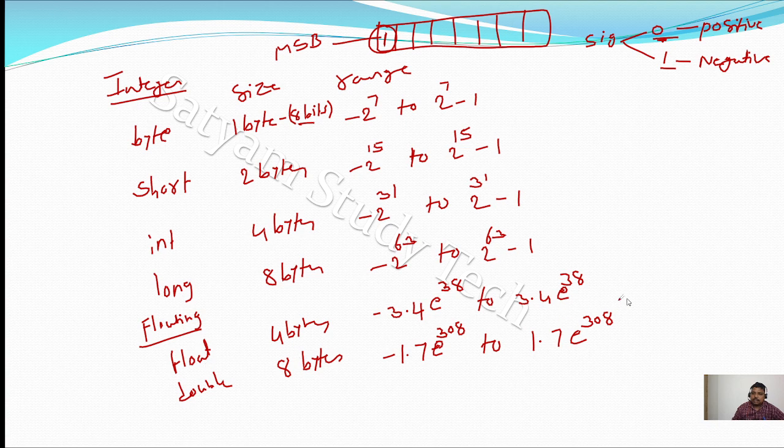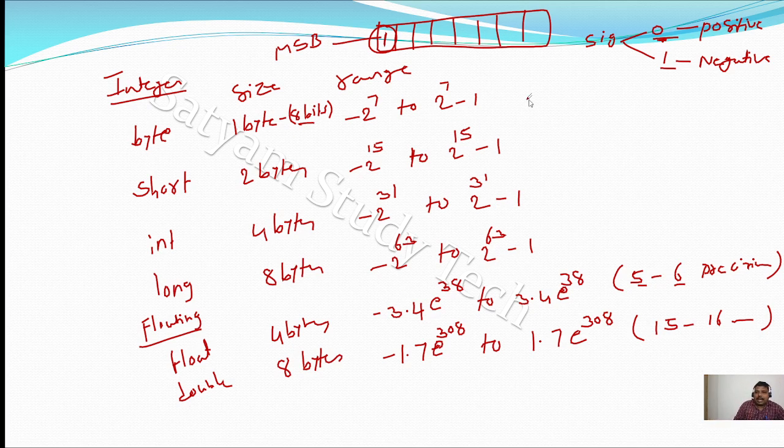Float has 5 to 6 precision, that is, after the decimal point you can display 5 to 6 digits. Double has 15 to 16 precision. So these are the floating point types.